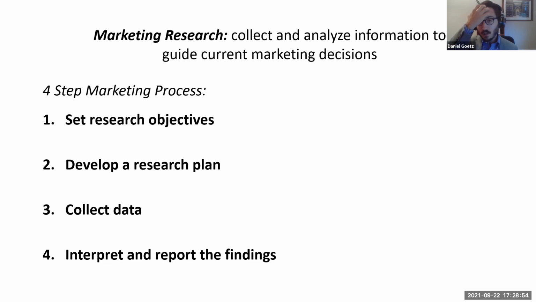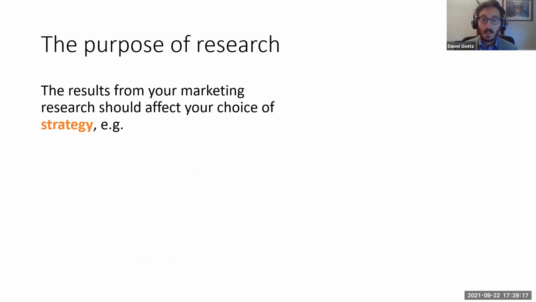So in general, how do we think about our marketing process for market research? First, we want to set research objectives. Second, develop a research plan. Third, we want to collect data in line with our research plan. Fourth, we'll interpret and report the findings. We'll describe each one of these as we go along.